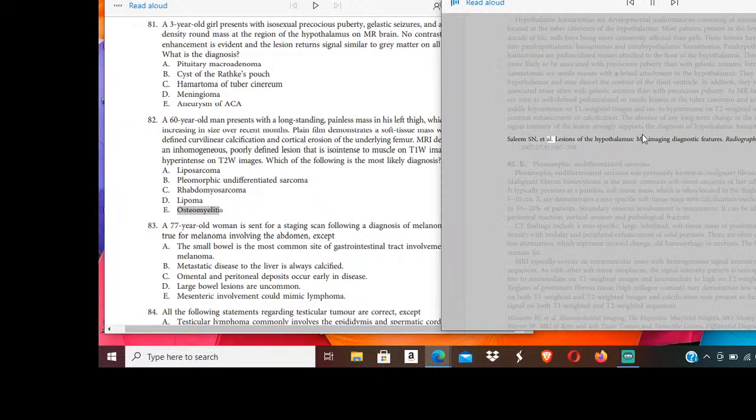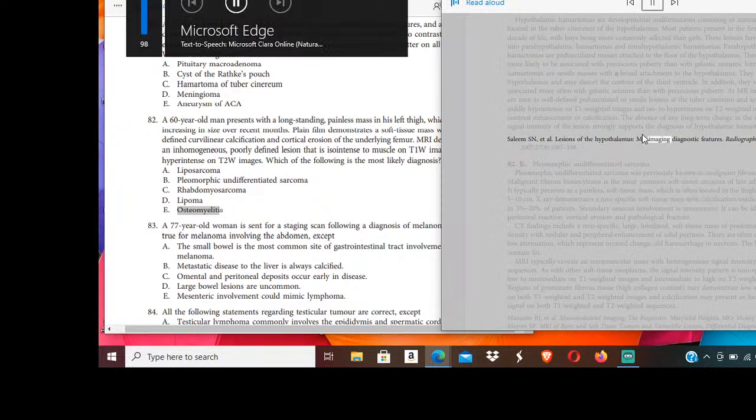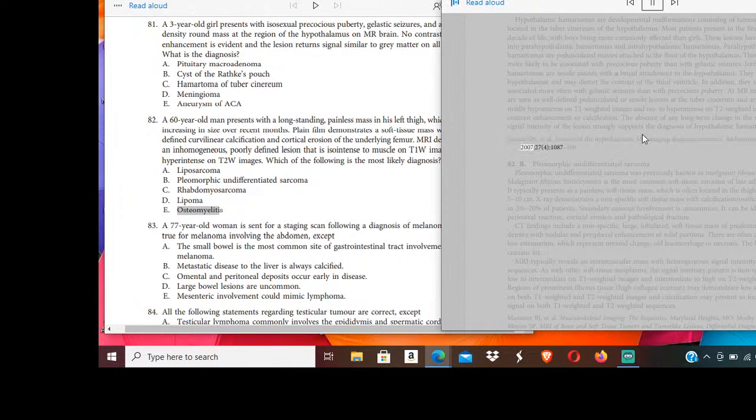Salim SN, et al. Lesions of the hypothalamus: MR imaging diagnostic features. Radiographics. 2007; 27:1087-1108.